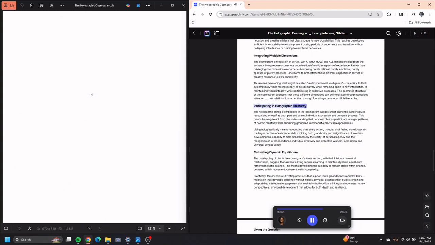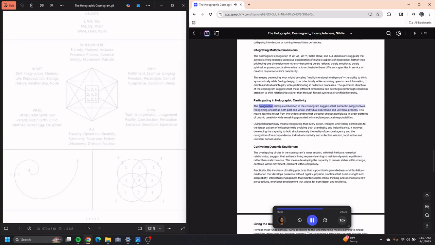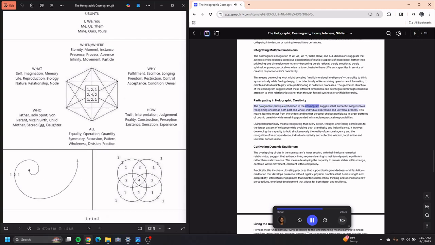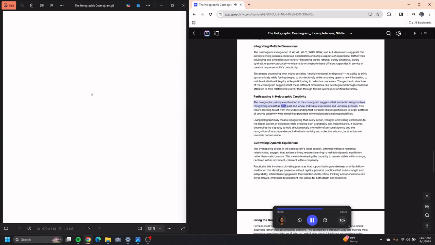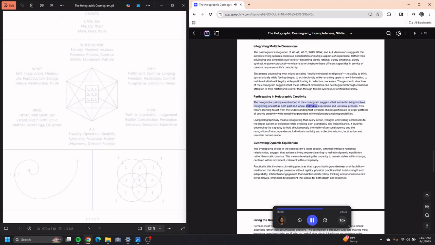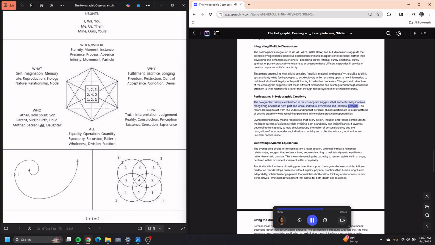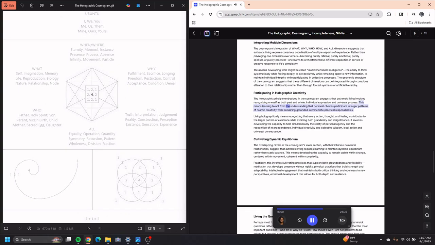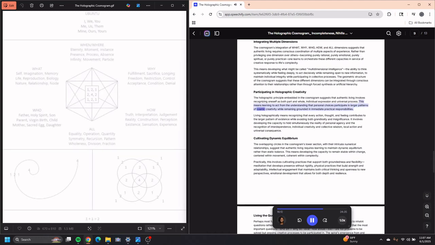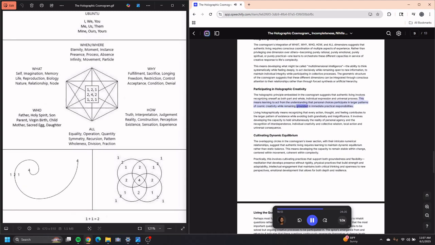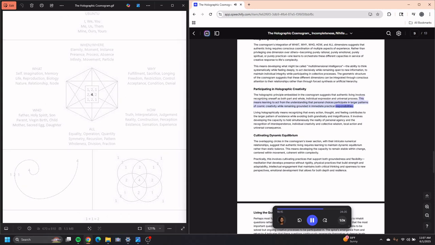Participating in holographic creativity. The holographic principle embedded in the Cosmogram suggests that authentic living involves recognizing oneself as both part and whole, individual expression and universal process. This means learning to act from the understanding that personal choices participate in larger patterns of cosmic creativity while remaining grounded in immediate practical responsibilities.